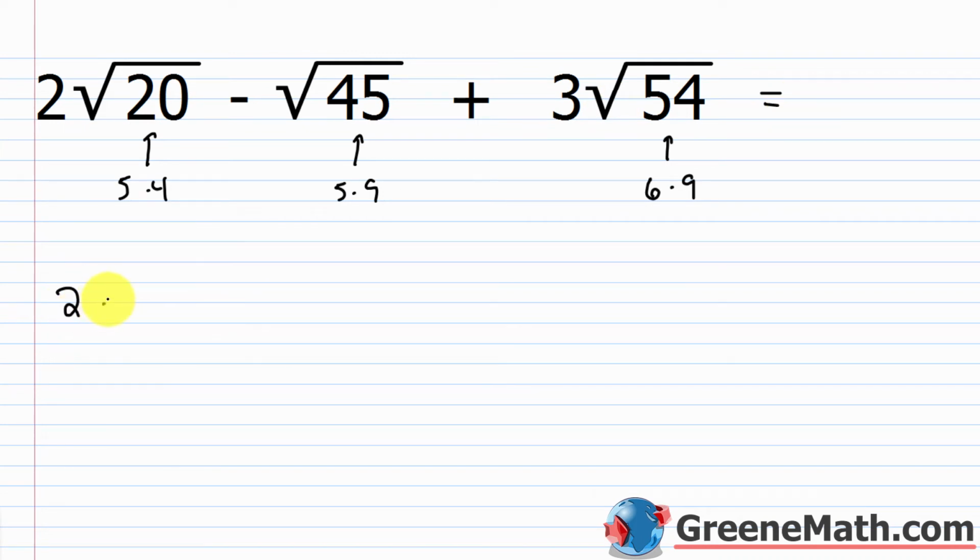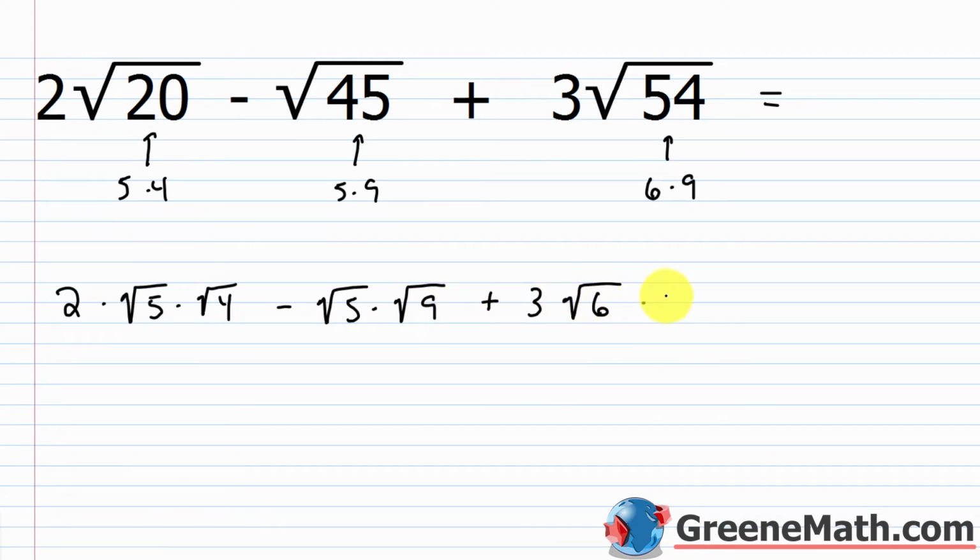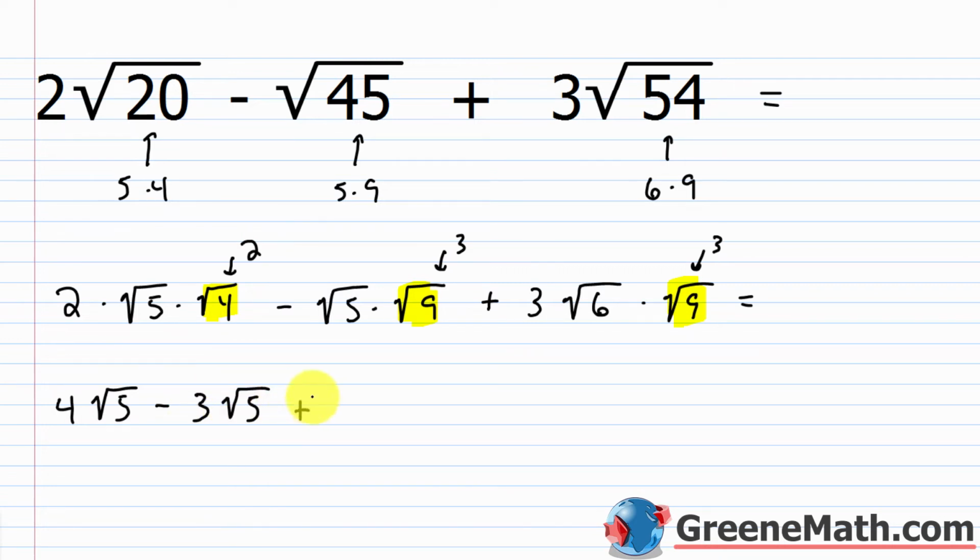So we would have 2 times the square root of 5 times the square root of 4, minus the square root of 5 times the square root of 9, plus 3 times the square root of 6 times the square root of 9. So we know that this is 2. This is 2. We know that this is 3. Right? This is 3. And we know again that this right here is 3. So what do we get? You'd have 2 times 2, which is 4, times the square root of 5, minus, you'd have 3 times the square root of 5, plus, you'd have 3 times 3, which is 9, times the square root of 6.